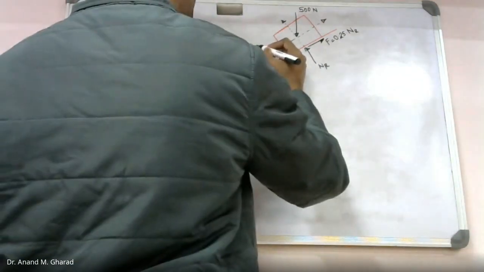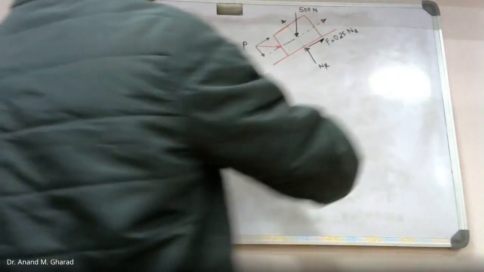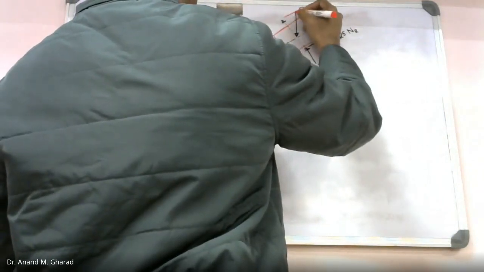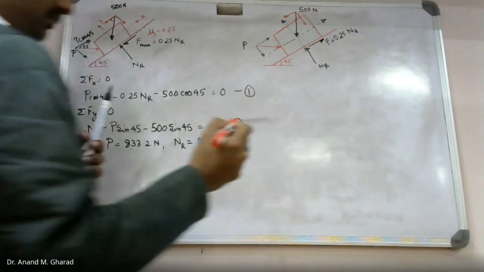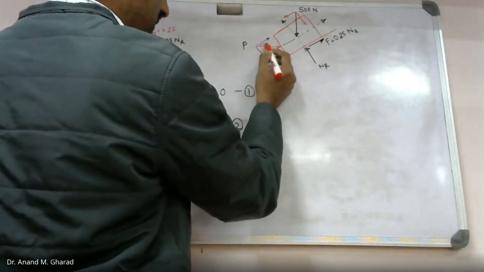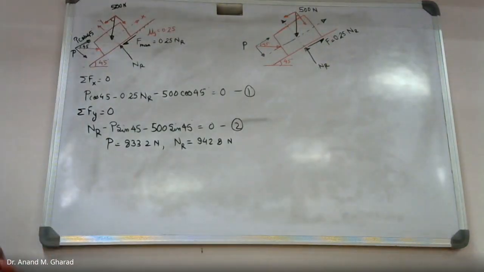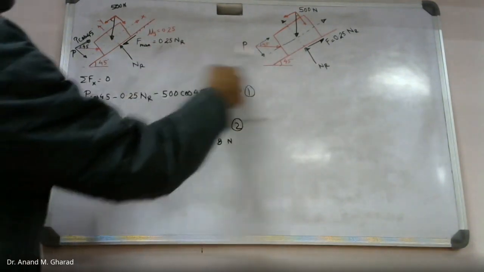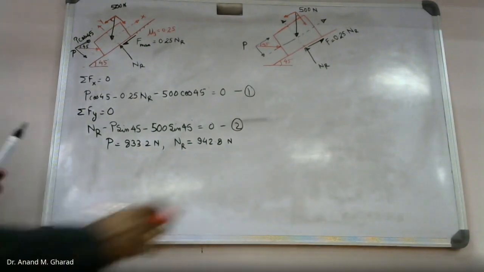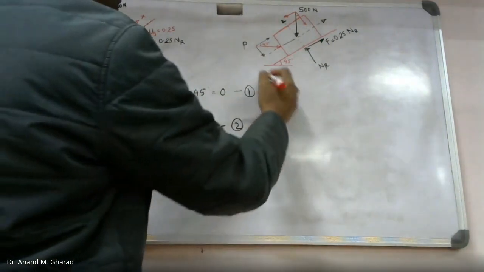So you resolve this into components like this. Even the 500 Newton value you are supposed to resolve into two components. Since this angle is 45 degrees, therefore this angle is again 45 degrees and this angle is again 45 degrees. So the only change between case number 1 and case number 2 is the direction of F max. That's it. So you can formulate the equations and solve for P and NR for case number 2.